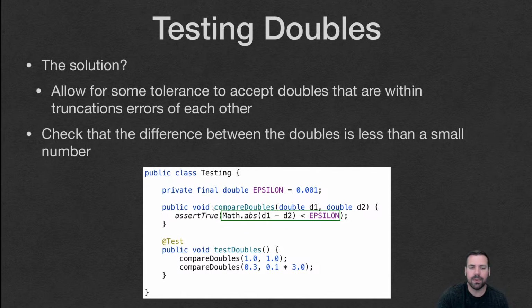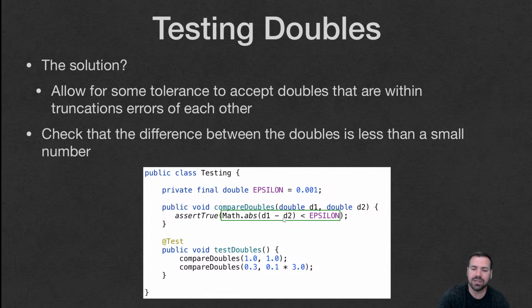And then I'm writing a helper method. So I have a method without the test annotation that's going to compare doubles for me. Take two doubles and check if they're within epsilon of each other. So for that, I'm going to subtract them. That's going to give me the difference between these two values. But this difference can be positive or negative depending on the order of the doubles. And I don't want to have to check in both directions.